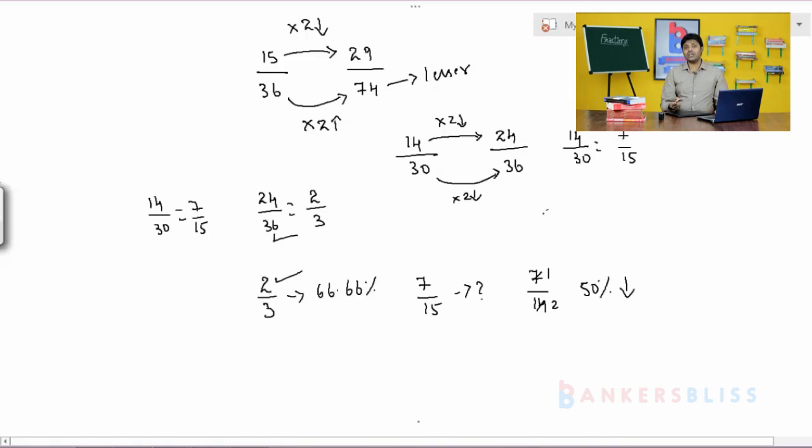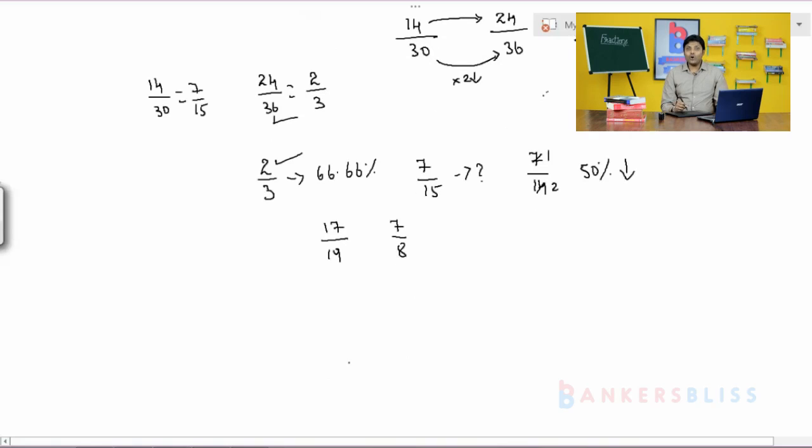Sometimes it will be difficult to calculate the percentage also. Then what do we have to do? For example, you may get fractions like this, 17 by 19, next 7 by 8. So two fractions you have. Among these two, which is the highest one you have to calculate? So very simple guys, one more method.